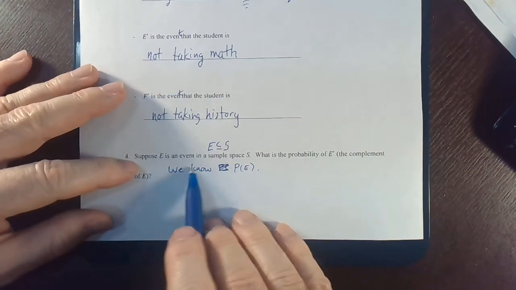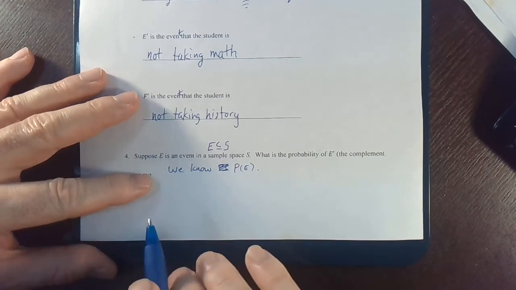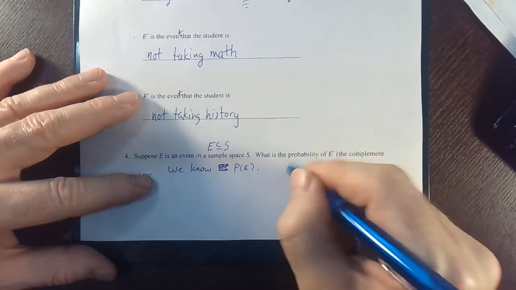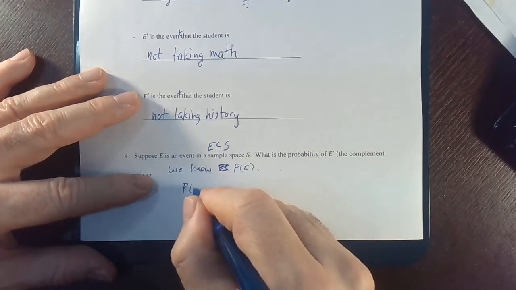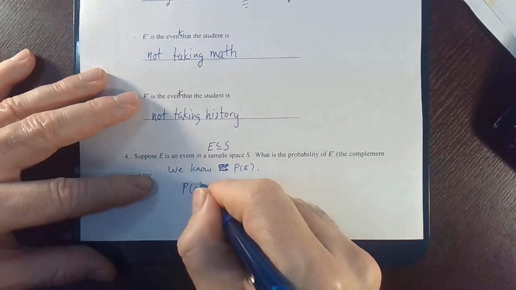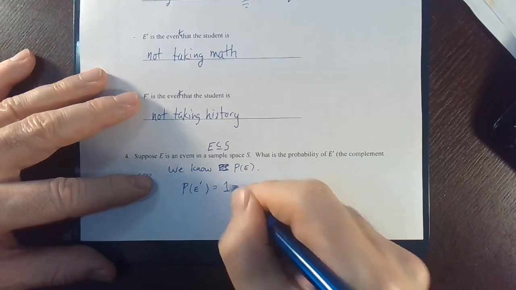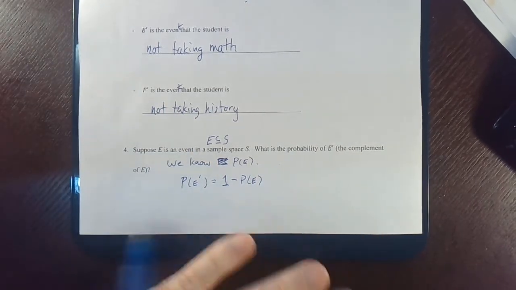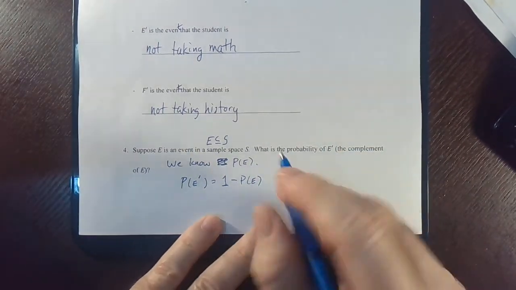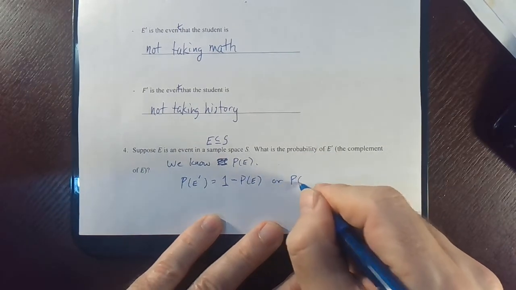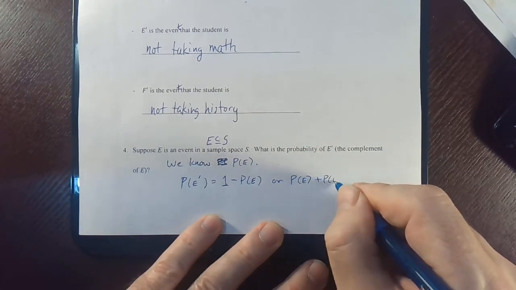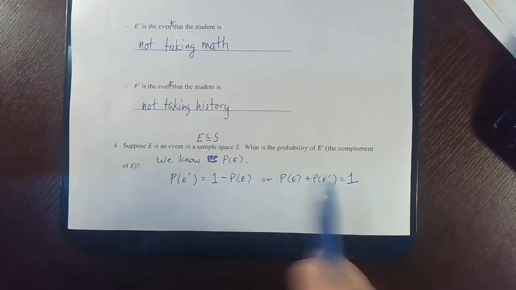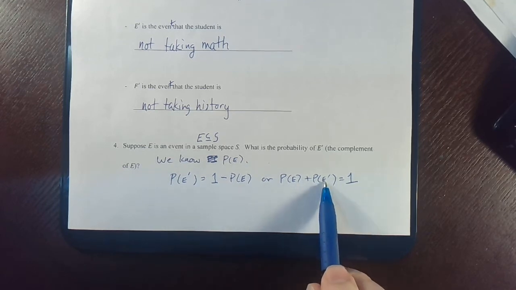So the probability of E complement is the probability that E did not occur, which is simply going to be 100% or 1. Let me write this down. The probability of E complement is 1 minus the probability of E. We mentioned that in the previous video, I think. Another way you can write this is simply the probability of E plus the probability of E complement is equal to 1. Because with 100% certainty, either E occurs or it does not occur.